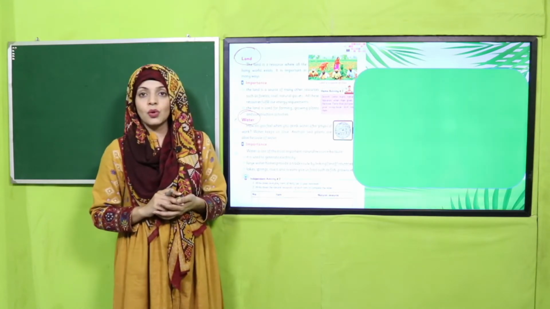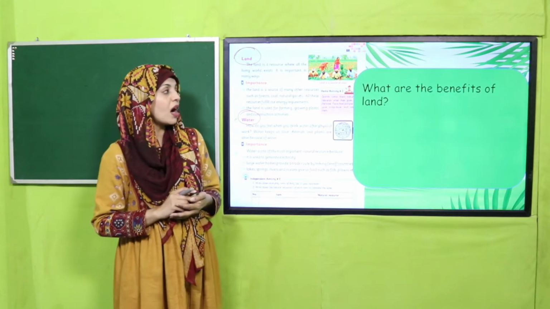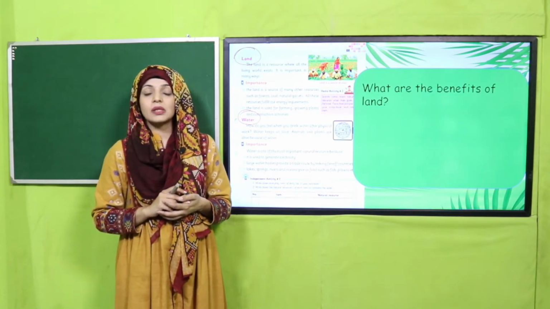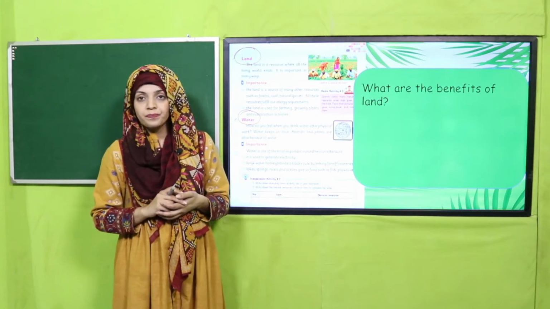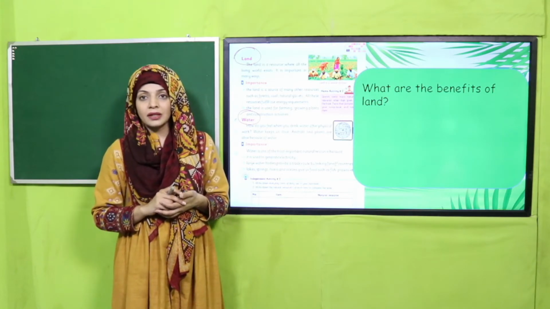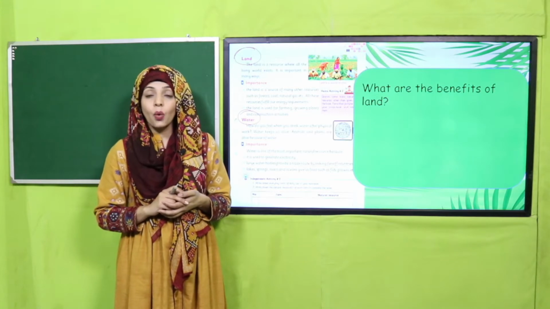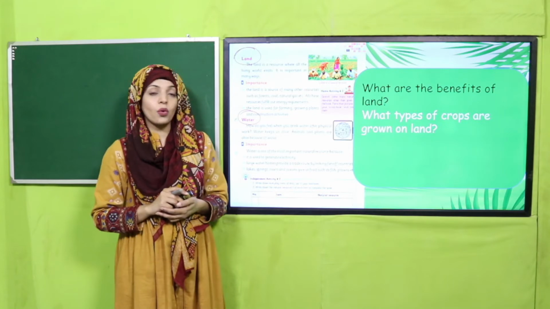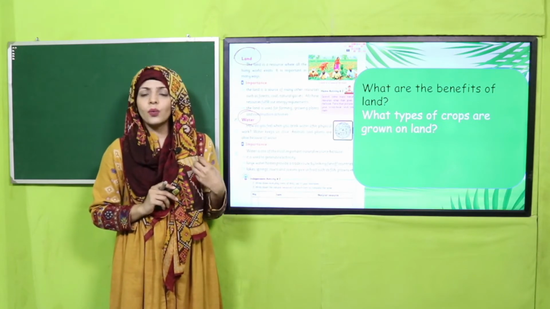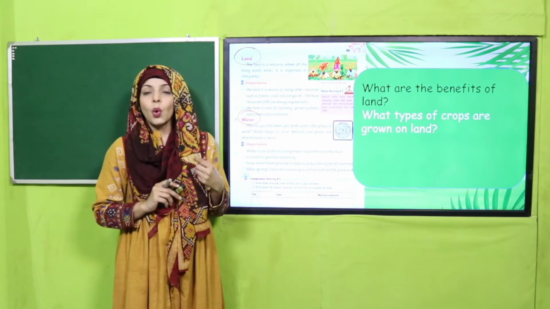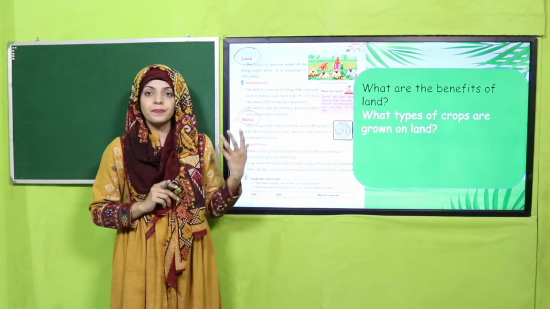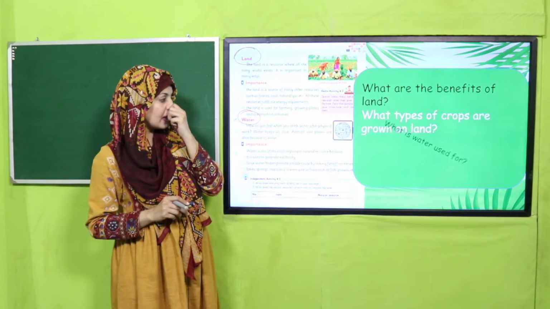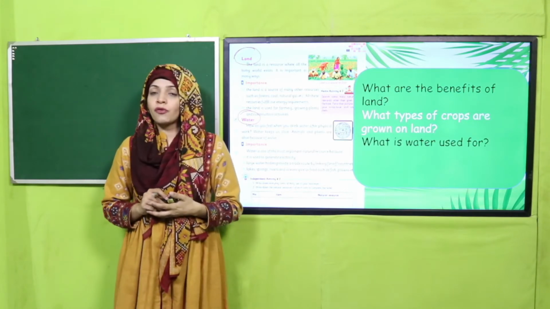Quickly answer a few questions. What are the benefits of land? Land provides us with food and other natural resources like oil, coal, and gas. What types of crops are grown on land? Name a few crops like wheat, maize, oats we get from the land.